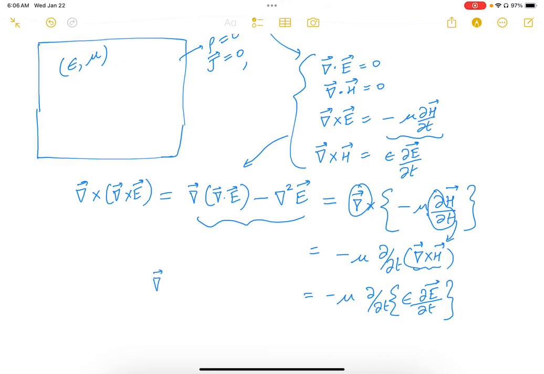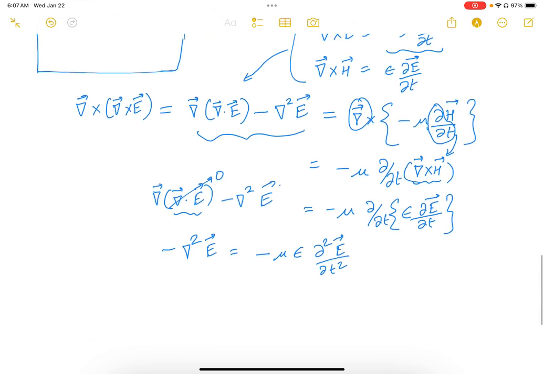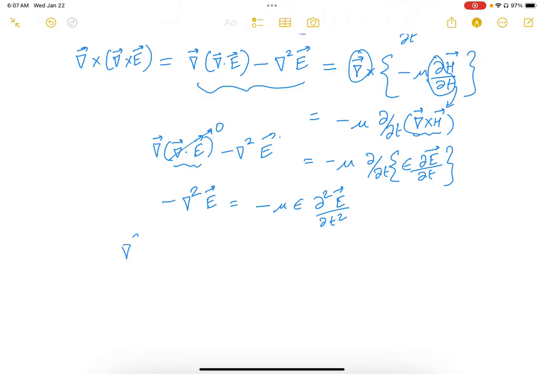And on this side, you have the gradient of del dot E minus the Laplacian of the electric field. But we know that del dot E is zero because there's no charge density in this region of space. So you get minus the Laplacian of the electric field is equal to minus mu epsilon times the second derivative of the electric field with respect to time. If you take the electric field to the other side, you get del squared E minus mu epsilon d squared E over dt squared is equal to zero. And if you do the same thing with the magnetic field, you get another equation, which is del squared H minus mu epsilon d squared H over dt squared equals zero.